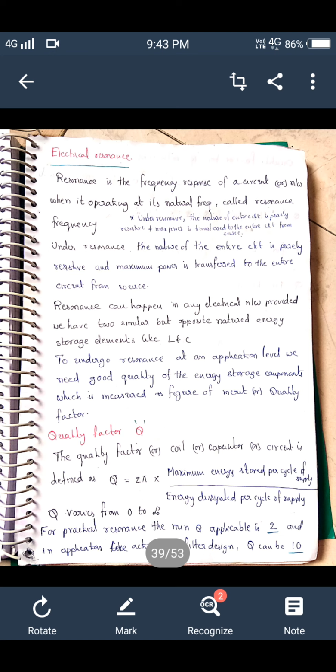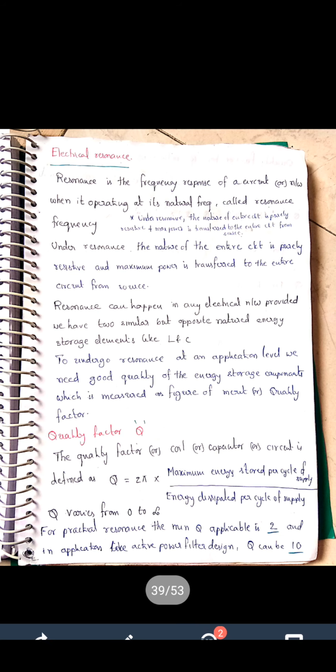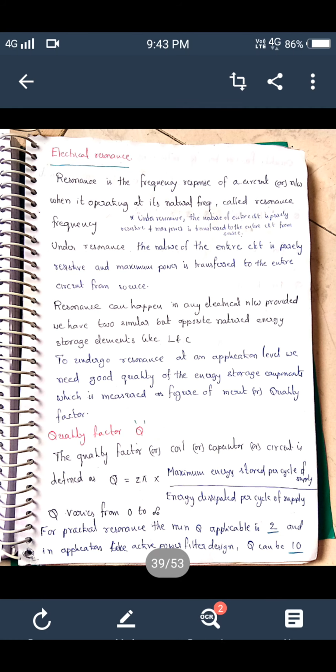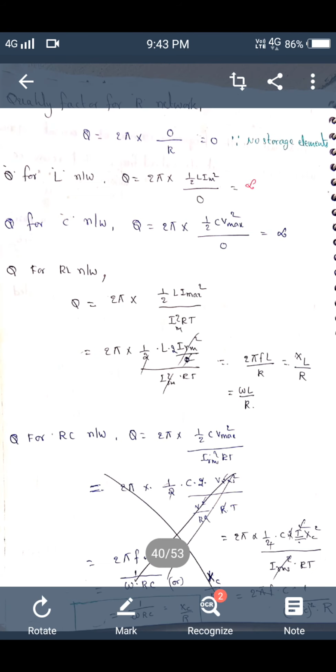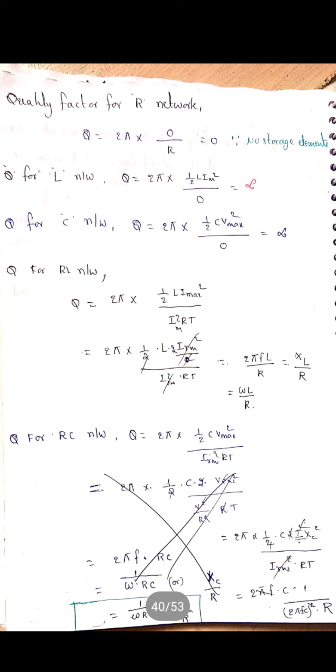See, from this definition, quality factor will vary from 0 to infinity. So if quality factor is infinity, it's an excellent circuit. If quality factor is 0, it is a poor network. Now see quality factor for different passive networks.